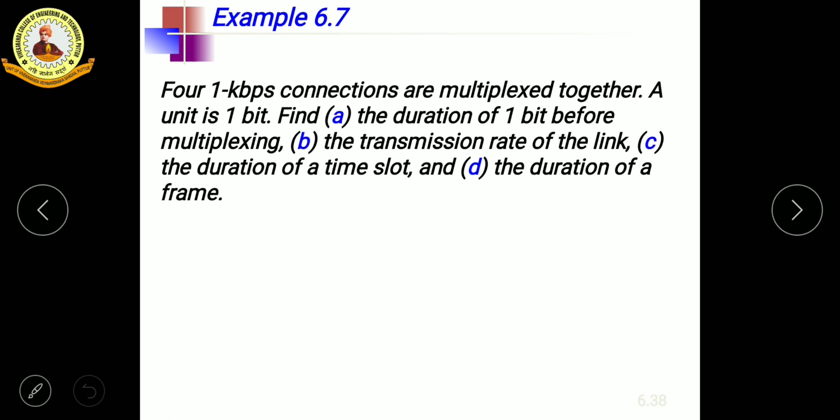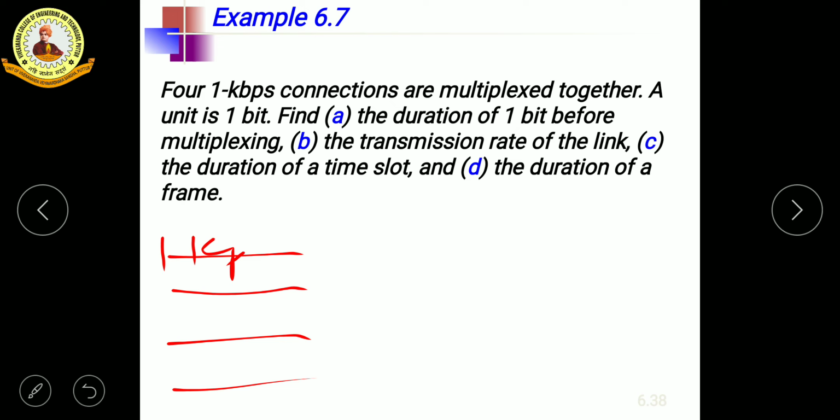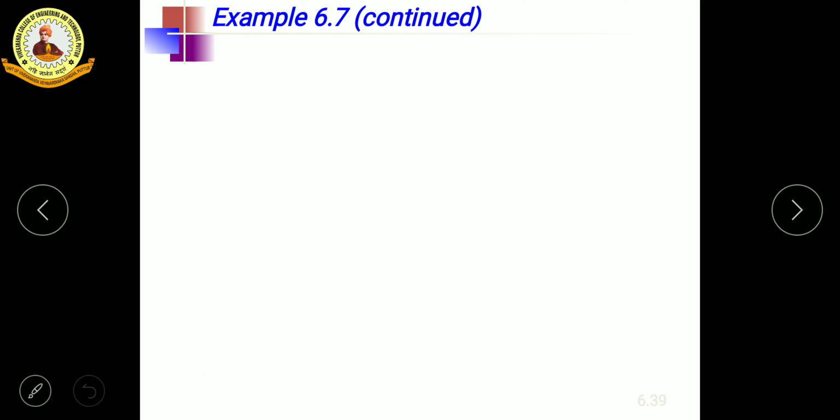Then the next question, figure example 6.7. 4 1 kbps connections are multiplexed together. 4 sources are there: 1, 2, 3, 4, A, B, C, D. Unit is 1 bit here. Each of these connections is 1 kbps, 1 kbps, 1 kbps, like that. A unit is 1 bit. That is, we have a mux here. I think we have a figure for this. No, we don't have a figure.